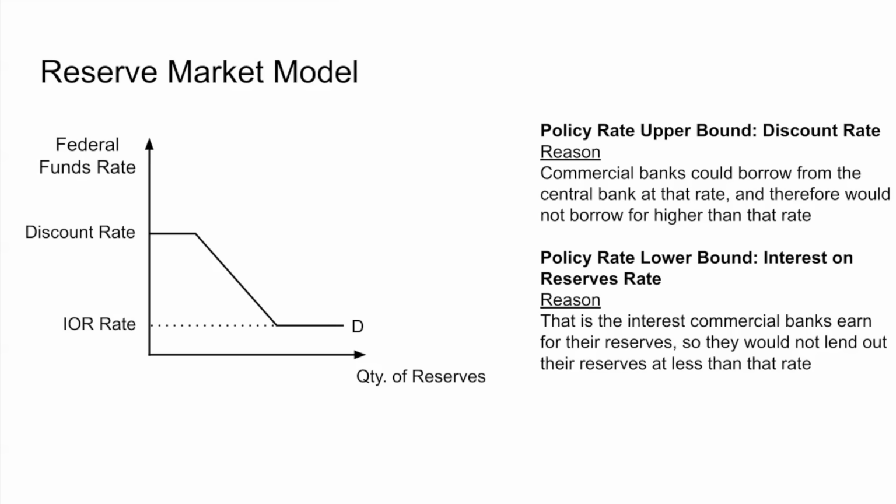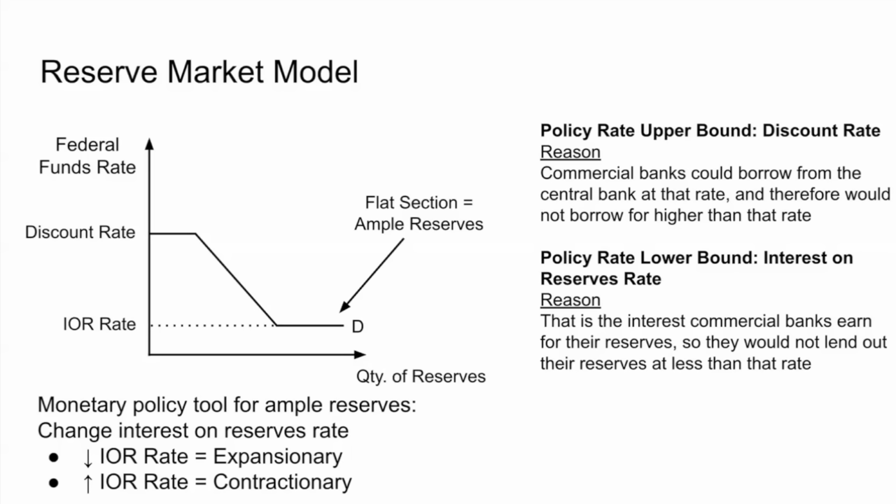The upper bound is the discount rate, and the reason is because commercial banks could borrow from the central bank at that rate. Therefore, if a bank charges higher than that rate, no one would borrow from them. And the interest on reserves rate is the lower bound because that's the interest that commercial banks earn for their reserves. So they would not lend out at less than that rate because then they would earn less interest. And now this flat section is called ample reserves, which is what some economies such as the US are in.